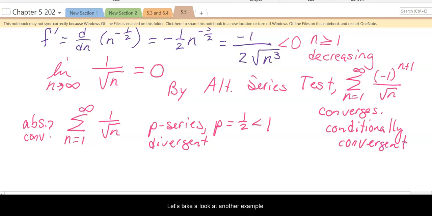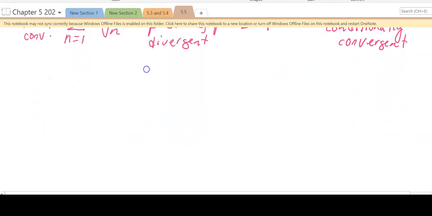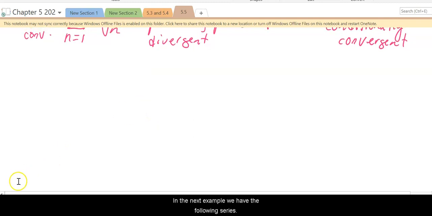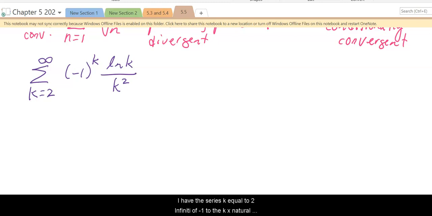Let's take a look at another example. In the next example, we have the following series. I have the series k equal 2 to infinity of -1 to the k times natural log of k over k squared. Clearly, -1 to the k provides successive terms with alternating signs. That meets the first condition for the alternating series test.